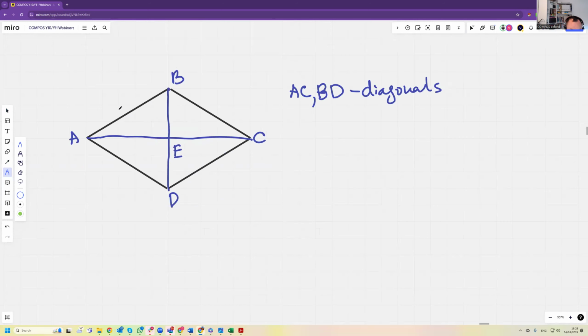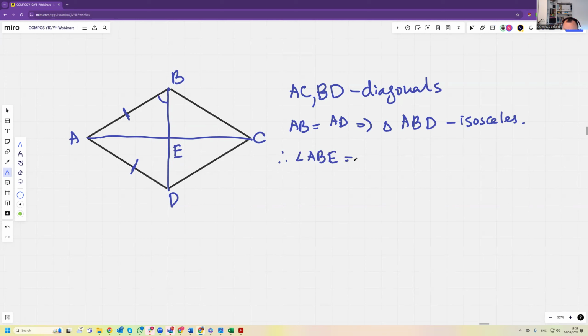AB is equal to AD. Therefore, triangle ABD is isosceles. That means, therefore, angle ABE is equal to angle ADE. These angles are the same.